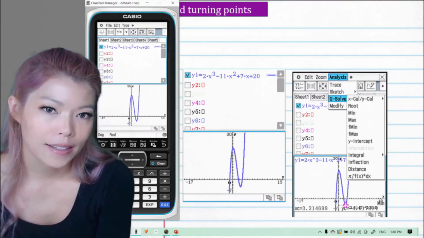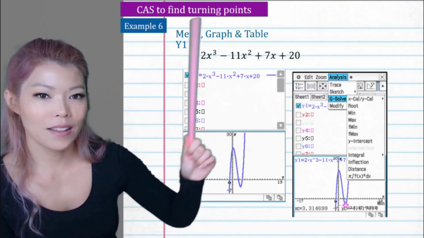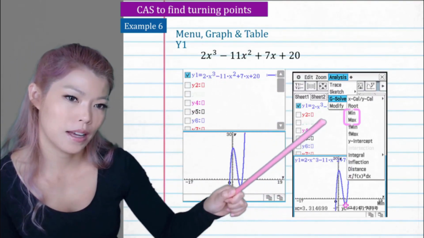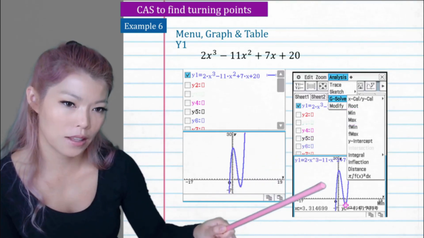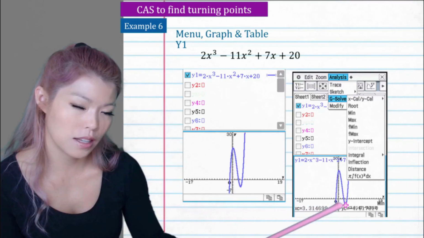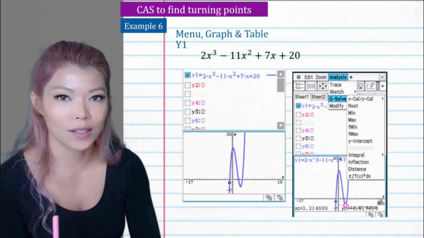It's pretty handy. But take out the calculator and try it out yourself. I've screenshotted what I did, and it's minimum, maximum to find those two values. Make sure you're able to read the X and the Y coordinate. They're found down there in your CAS calculator.